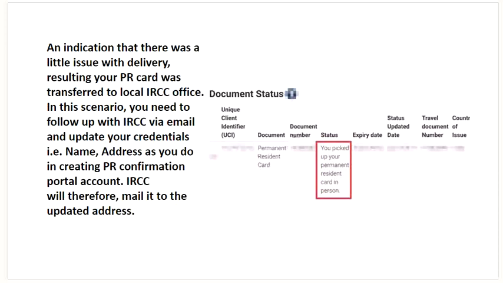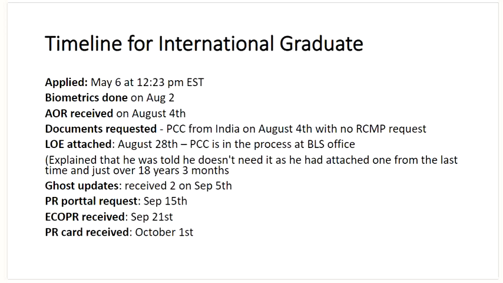All right, so next is a timeline for an international graduate. Now, this applicant applied on May 6 at 12:23 p.m. Eastern Time. Biometrics were done on August 2nd. AOR was received on August 4th, and the documents requested were a Police Clearance Certificate from India on August 4th, with no RCMP request. LOE attached August 28th. The PCC is in process at the BLS office.